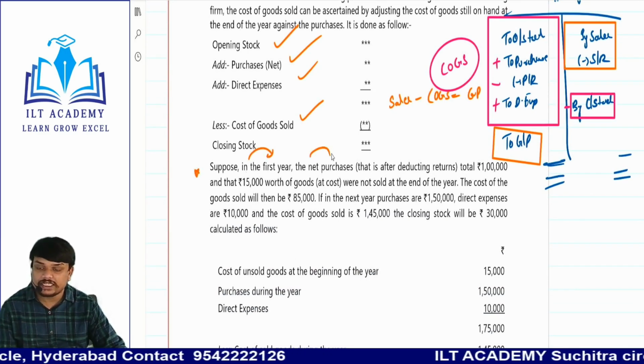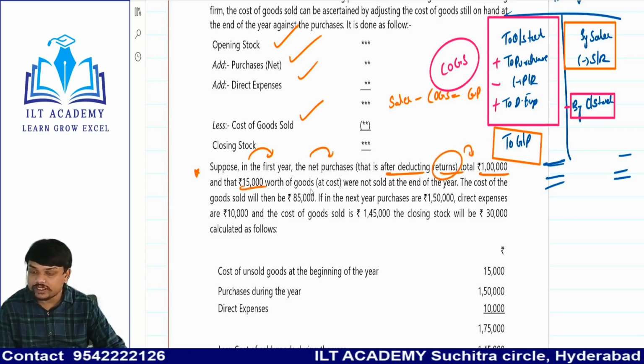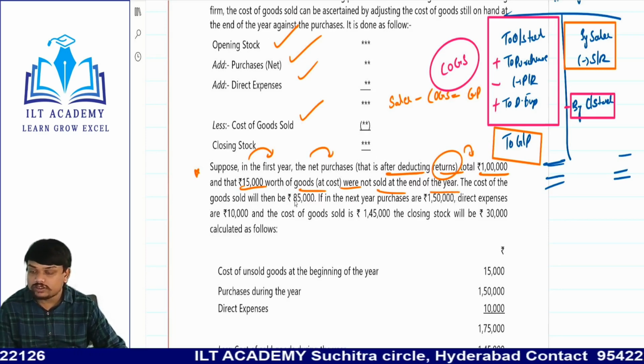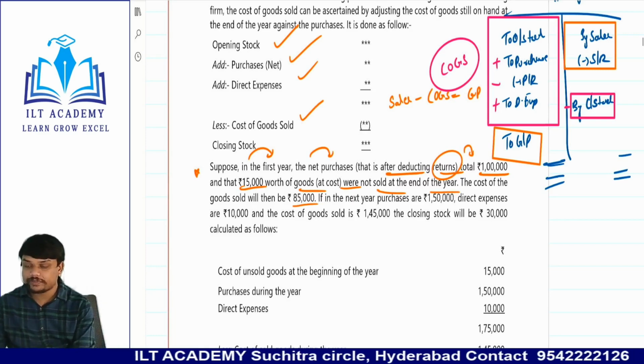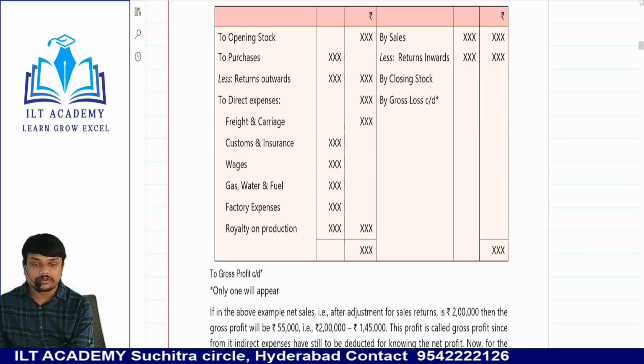Suppose in the first year the net purchases, that is after deducting the returns, total 1 lakh and 15,000 worth of goods at cost were not sold at the end of the year. This is the pro forma for the trading account.